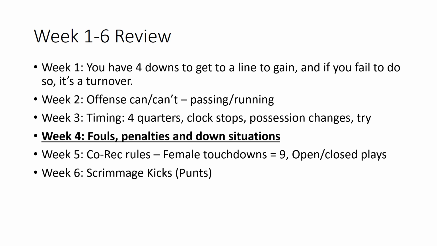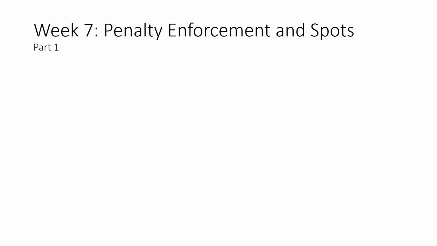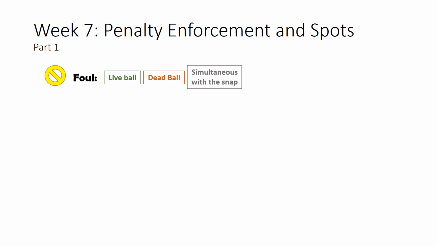Fouls, penalties, and down situations. A foul is an illegal action or rule infraction. The categories of fouls are live ball fouls, dead ball fouls, or fouls simultaneous with the snap. Each foul has a prescribed consequence or penalty for that foul. Once we've determined what the foul is and what the penalty is for that foul, we begin the process of enforcement. You can review fouls and penalties in week 4.